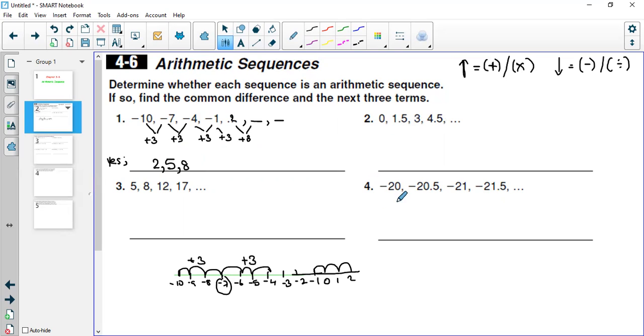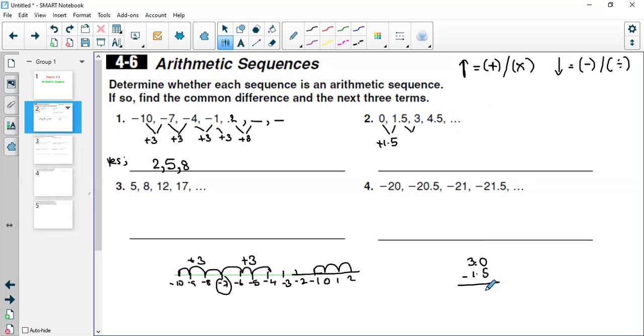Here we have 0, 1.5, 3, and 4.5. So let's find out the difference between them. What's the difference between 0 and 1.5? Now this is increasing, which means there is addition or multiplication. So let's try with addition. If you have 0 and 1.5, definitely that's going to be a plus 1.5, right? Now what's the difference between 1.5 and 3? How do you find that? Simply subtract 1.5 from 3, because we are finding the difference, right?